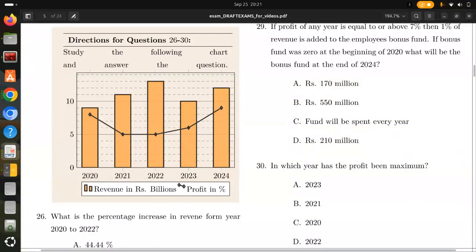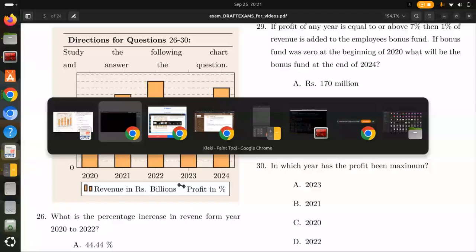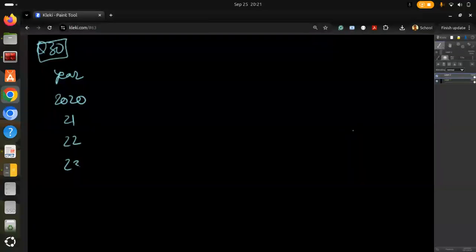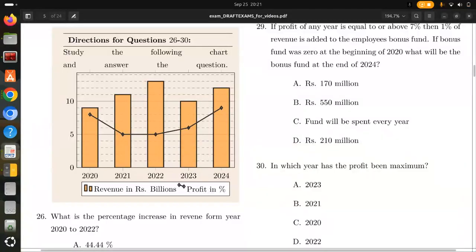So maybe among the four options, which one is the maximum? Let's try to work it out. Again, we can actually do it visually. That is how one should develop intuition with these data interpretation questions. But let's simply calculate the profit for all these years. Let me quickly write down the data in a tabular form. Okay, so I'll start with question number 30 first. So, year: 2020, 21, 22, 23, and 24. So I have these 5 years.